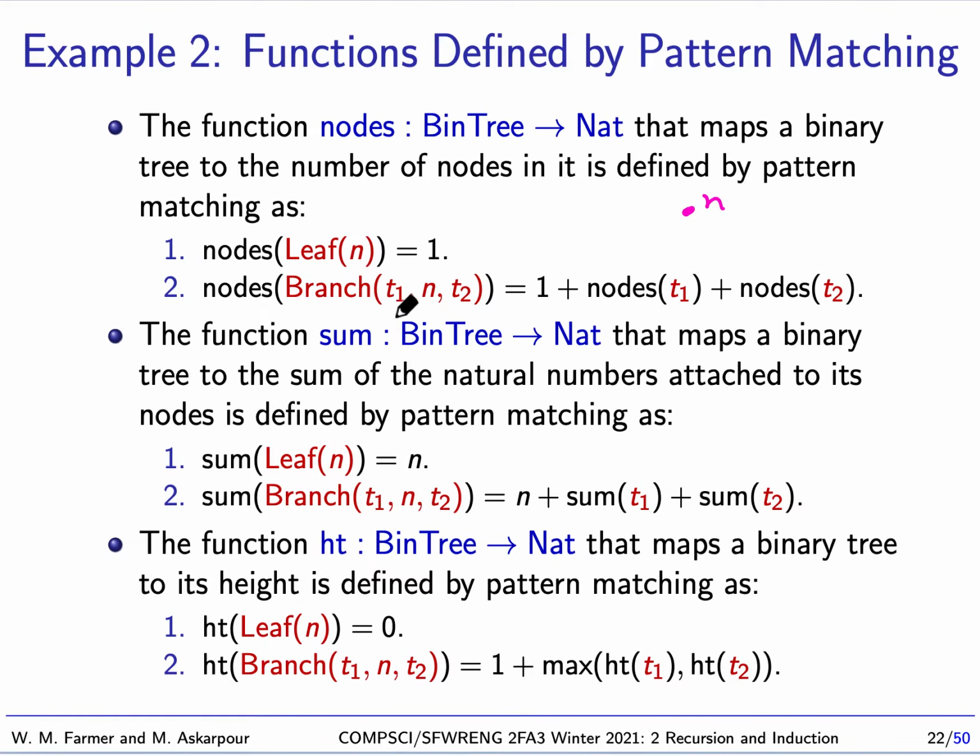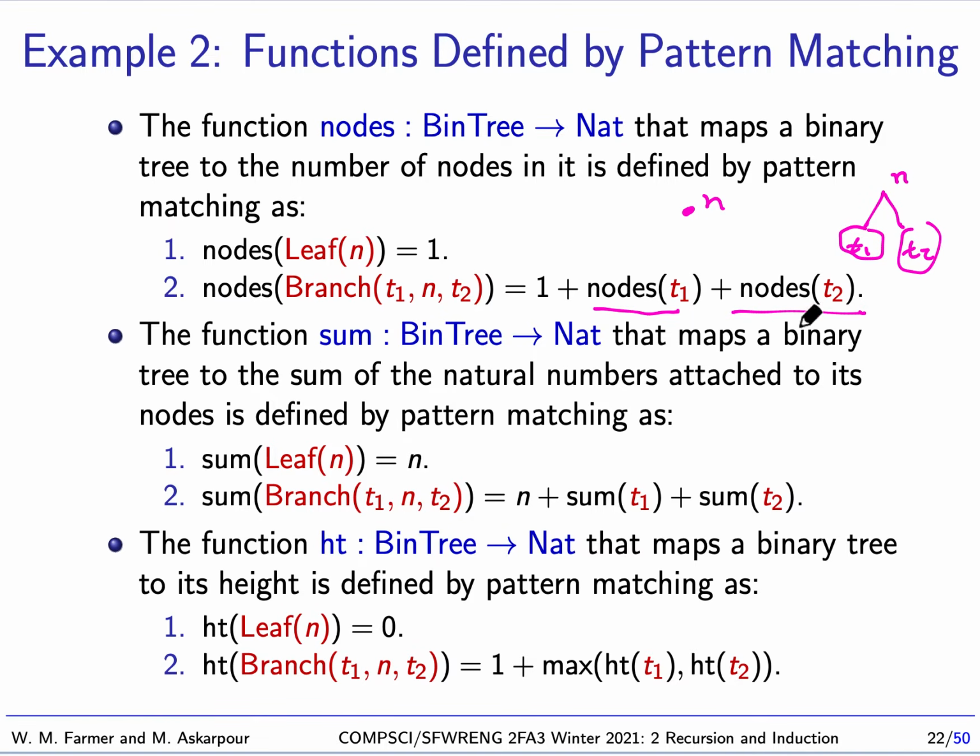And the number of nodes in branch T1 and T2, which will be a tree like this, where here we have the tree T1 and here we have the tree T2. It's going to be 1, which is this node, and the number of nodes in T1 and the number of nodes in T2, and these are recursive calls. And notice T1 and T2 are components of this constructor. So that's the function nodes.